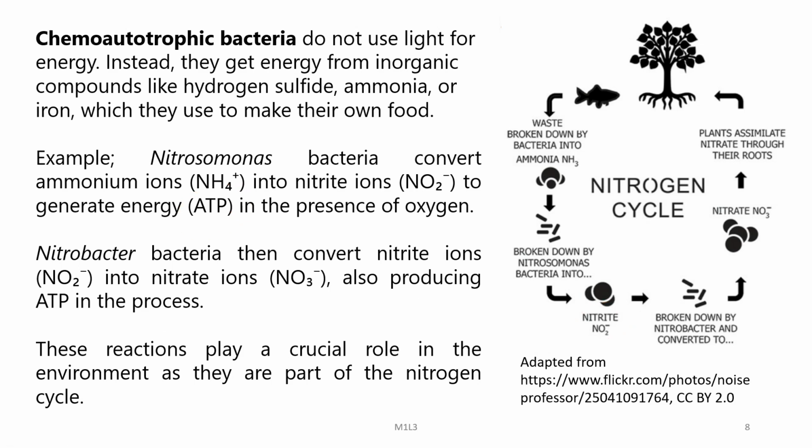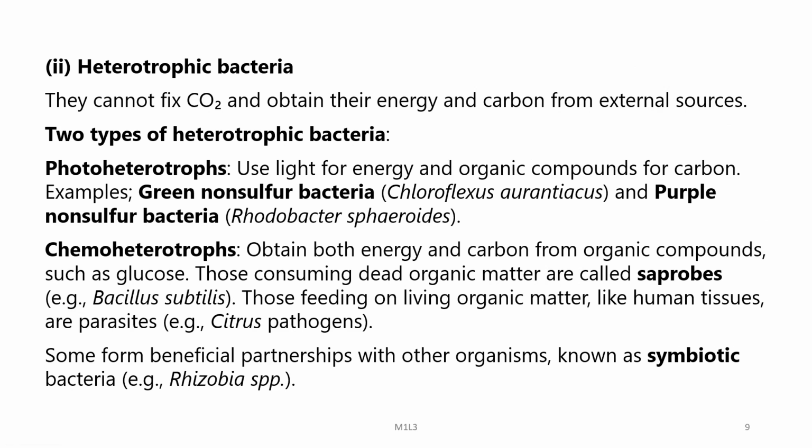There is another bacterium called Nitrobacter. These convert nitrite ions into nitrate ions, and in this process they also produce ATP. These reactions play a crucial role in the environment as they are part of the nitrogen cycle, as you can see in this diagram. Let us now discuss heterotrophic bacteria.